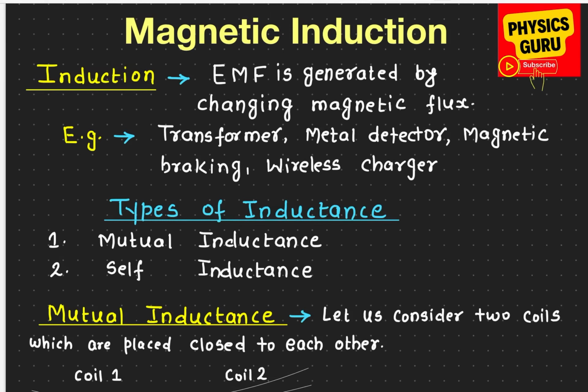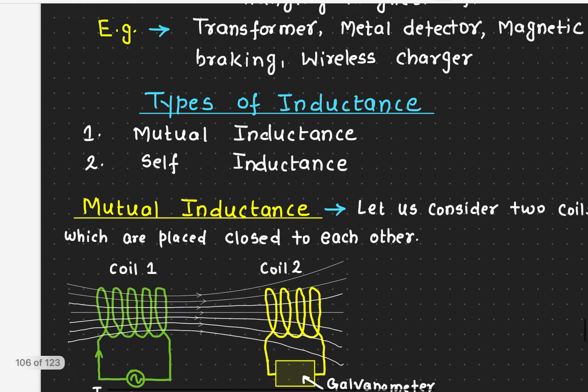In this video, I'm going to talk about magnetic induction. Whenever there's the term induction, there's no actual voltage source. The EMF, which stands for electromotive force, or the voltage, is generated by the changing magnetic flux. So let me explain this here.